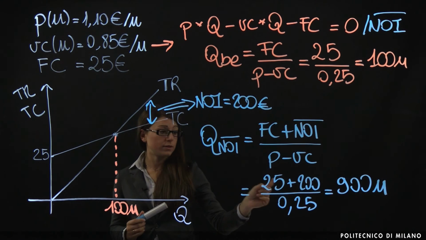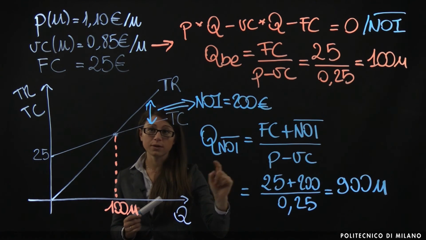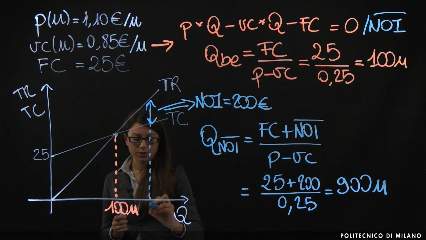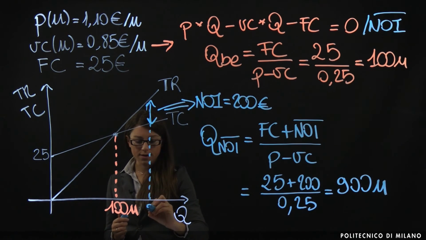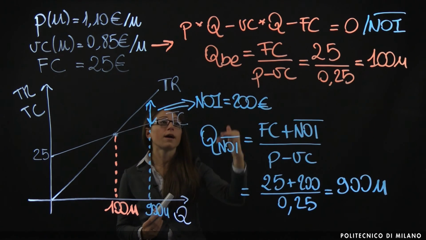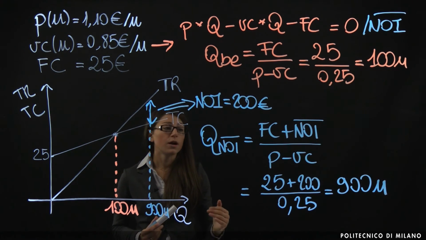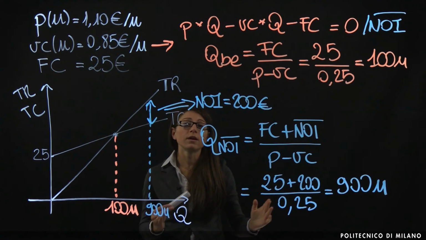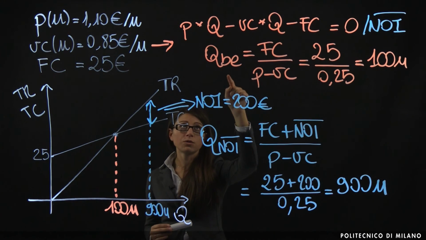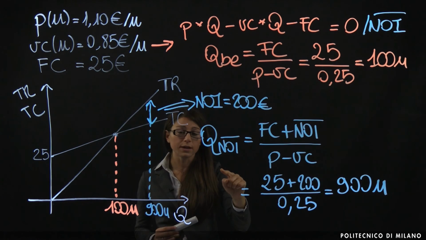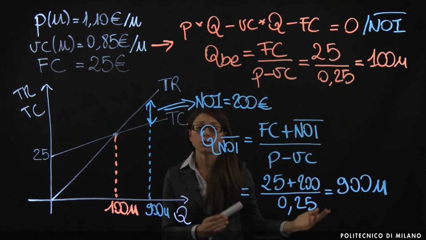If we plot this quantity to achieve this net operating income, the quantity to achieve the target profit is here. So here we have 900 units. If you look at the equations that we solved, you can see that our starting point is always the net operating income equation, and then we can solve the equation for the quantity to break even or for the quantity to achieve a net operating income, depending on our specific objective.